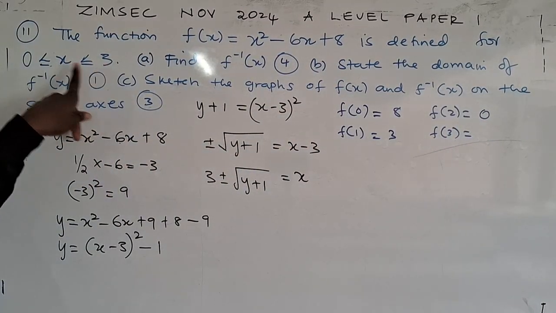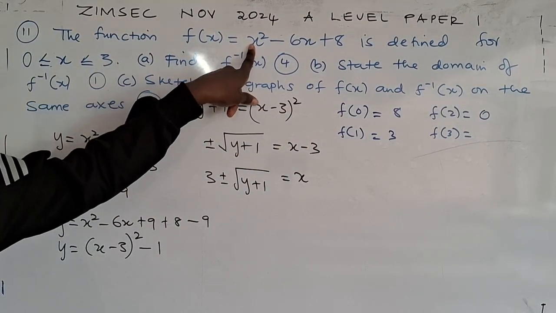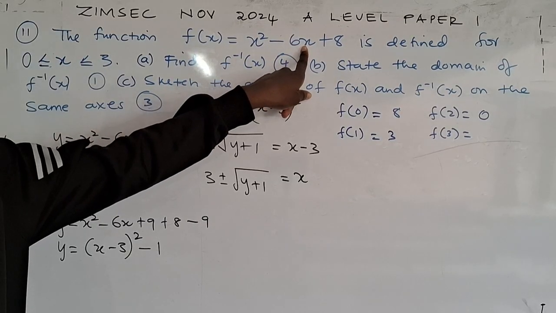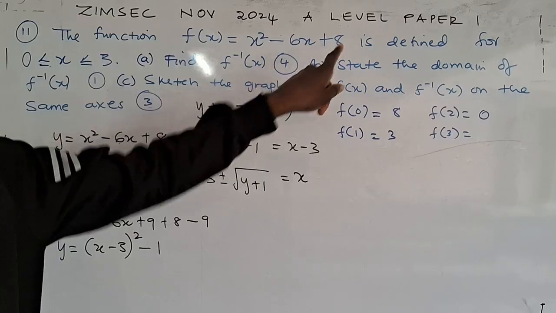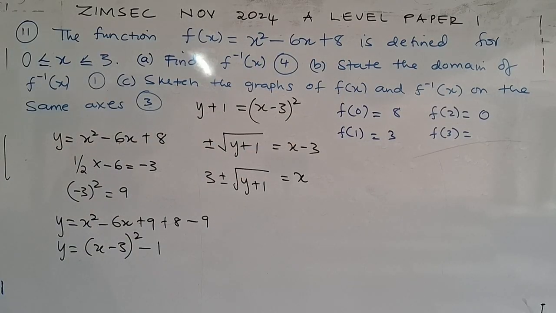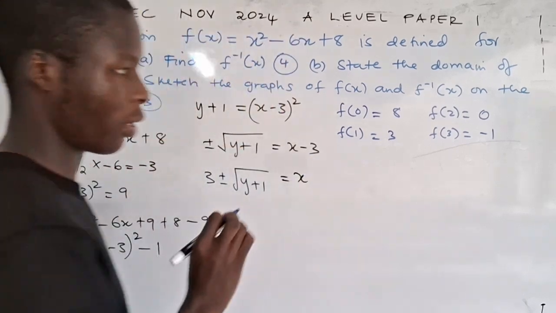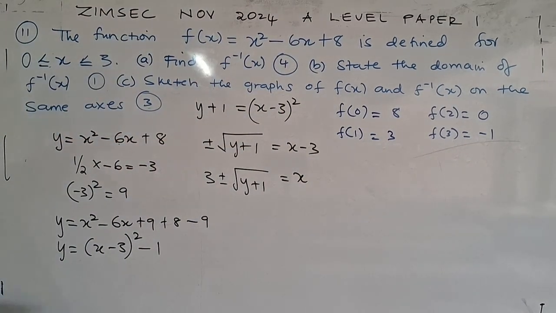See, 3 is part of the domain. I'm going to put a 3 here. 3 to the power 2, this is 9. Minus 6 times 3, this is minus 18. Plus 8. What is the answer? This is negative 1. Now you can write the range.